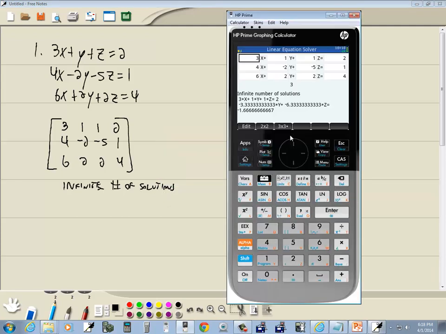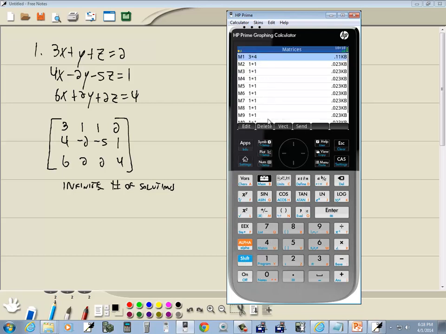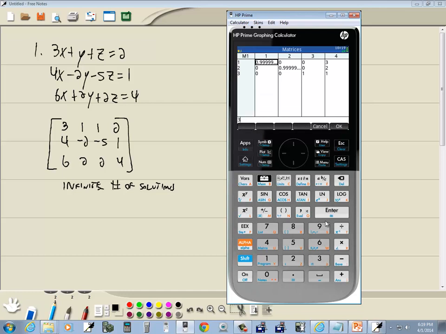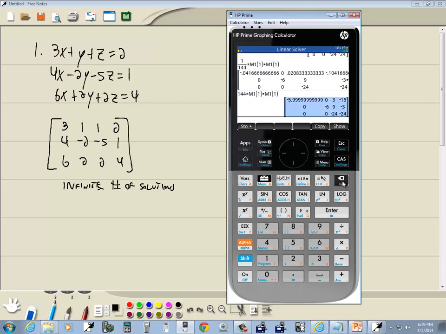Okay, let's go to home, and we're going to enter this matrix in. So I'm going to do, let's see, shift 4 for matrix. I'm going to clean out M1. Actually, I guess I could leave it as is. So let me do an edit, and then I'll type in my numbers. 3 enter, 1 enter, 1, 2, 4, negative 2, negative 5, 1, 6, 2, 2, and 4. Double check on my numbers. Yeah, looks right. Then I'm going to exit out and press home. Up arrow to clean this out. Go back and get all those gone.